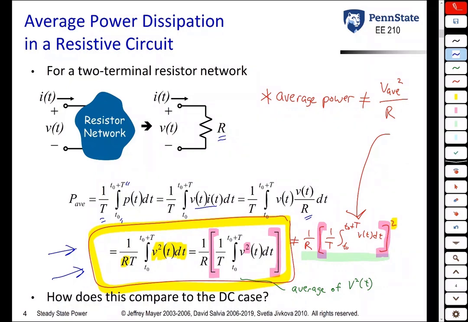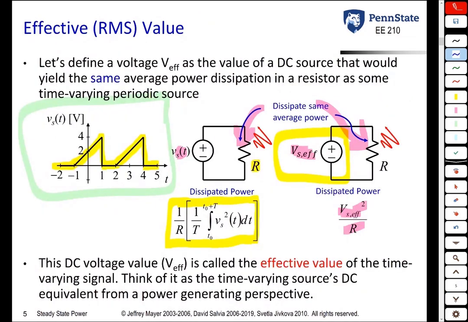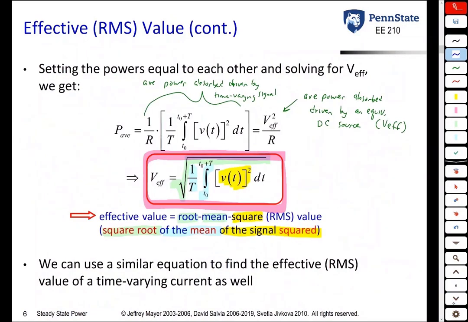From that, we came up with a new term called effective value, or RMS value. The effective value of a time-varying periodic signal is basically the DC equivalent of a voltage source that would yield the same average absorbed power as that AC signal. We saw that the effective value is given by this expression here. What you do is you square the signal, take its average over one period, then take the square root. In other words, we took the root mean square of the signal. So effective value and root mean square value mean the same thing.